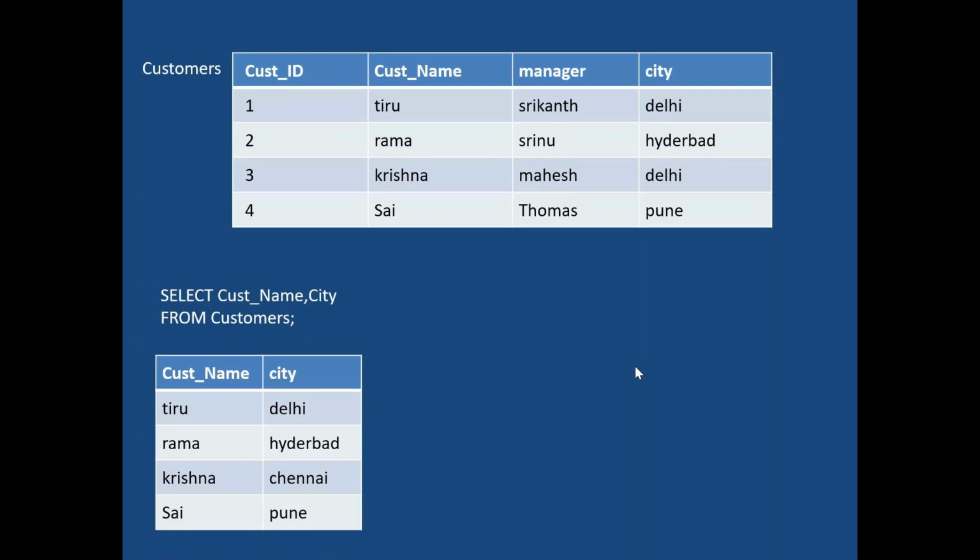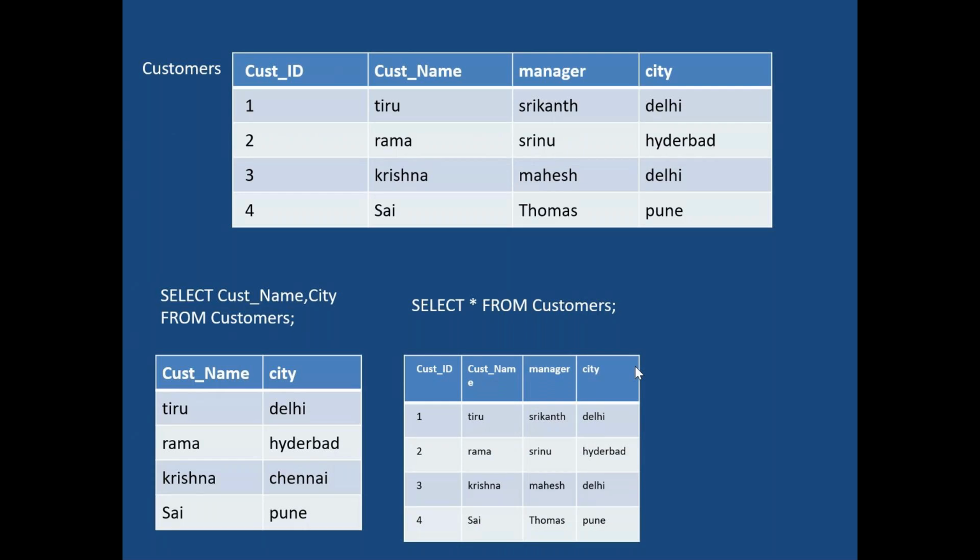Star is not recommended in real time. The reason is if you put a star, it will read row by row. If you put the columns in the select clause, it will read column by column. So in real time, even if you want to read 50 or 100 columns, clients will ask you to select the columns and not use the star, to improve the performance. Select star from customer means all the columns will come, but it is not recommended. Instead, you can select the columns.